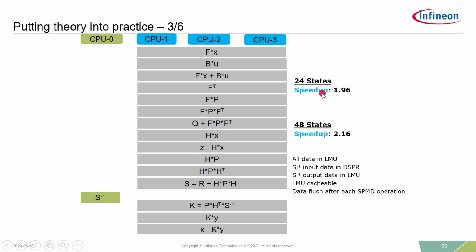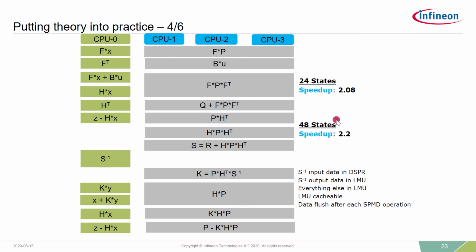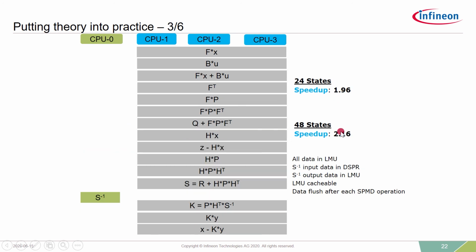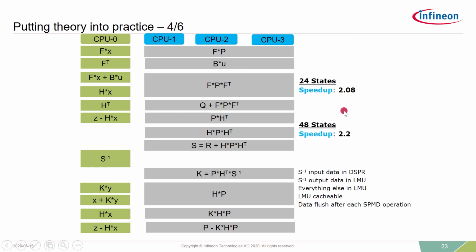So the ratio of the cycle count was taken, and it turns out that for both a 24 state and a 48 state Kalman, the speed up is in the range of 2. In the next variation, we managed to sneak in some of the computational steps onto the master core. So both the farm comprising the 3 CPUs and the master core were awfully busy most of the time. And it turns out that the 1.96 and the 2.16 have marginally improved to 2.08 and 2.2.